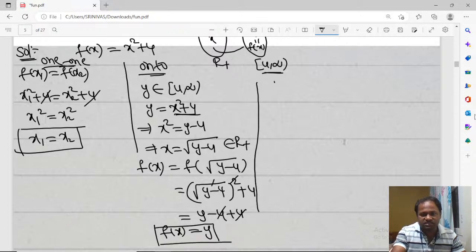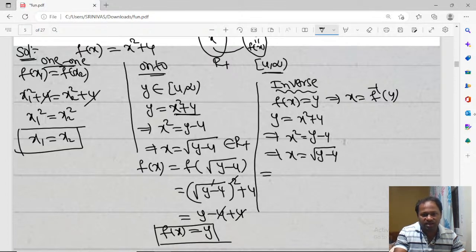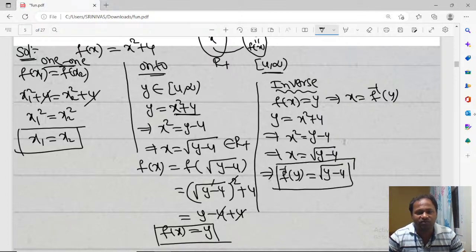Now, what will be the inverse? The inverse uses the same method. f(x) = y implies x = f inverse of y. The procedure is the same. So y = x² + 4, that implies x² = y − 4, x = √(y−4). So f inverse of y is equal to √(y−4). This will be the required inverse.